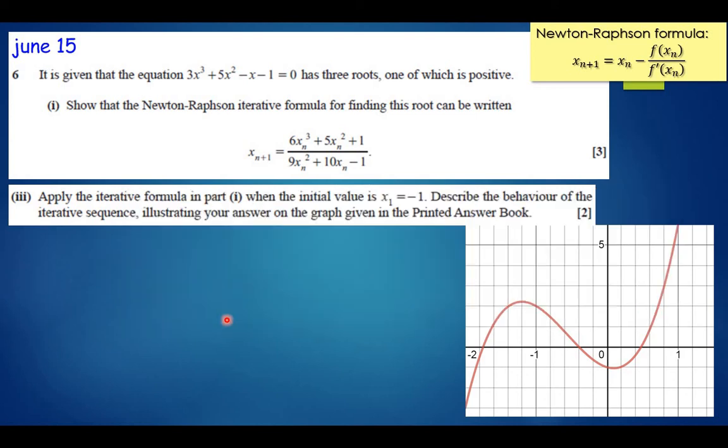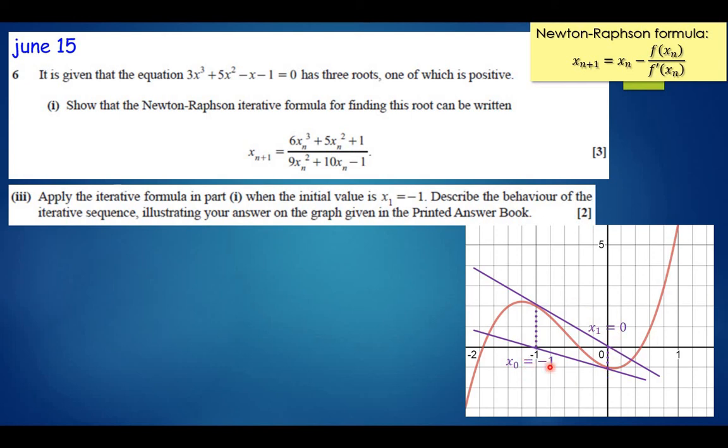Good news. For the second part, we're going to apply the iterative formula for a starting value of -1 and then see what happens, illustrating on our graph here. Let's see what happens on the graph. We start with x is -1, we go up to the curve, we draw our tangent, and it hits at 0. And then from 0 we go down, and then we draw a tangent, and it takes us back to -1, and we're going to keep repeating that.